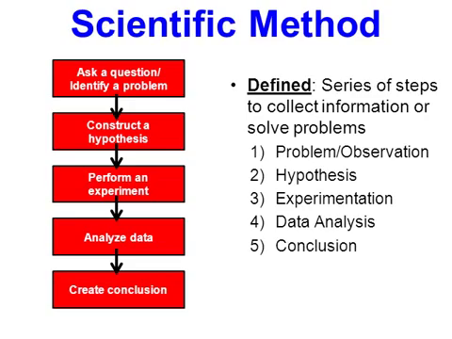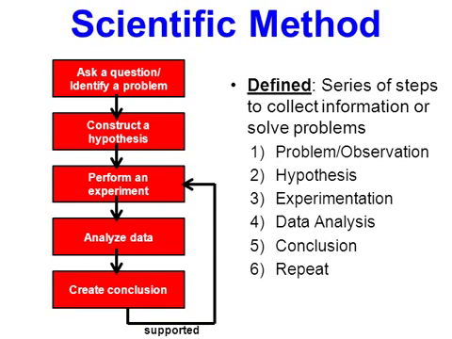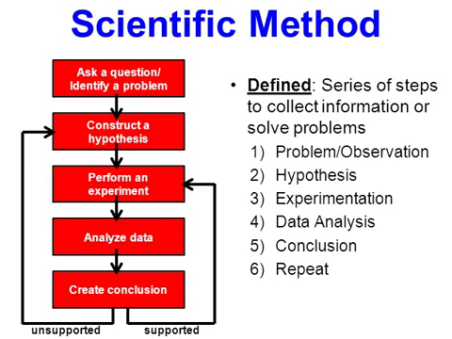Does your conclusion support what you originally thought? Does your conclusion support your hypothesis? Follow the arrows there. If your conclusion does support the hypothesis, well, then you still have to repeat the experiment. Perform the experiment again, if it's possible. And then what about the other side? What if your data is not supportive of your hypothesis? Then you go back to the beginning, construct a new hypothesis, and start all over. So this right here is the scientific method.